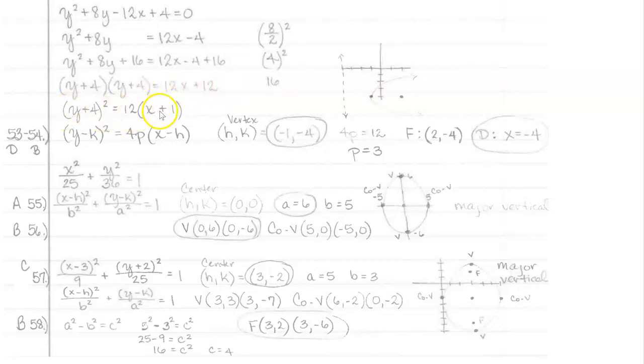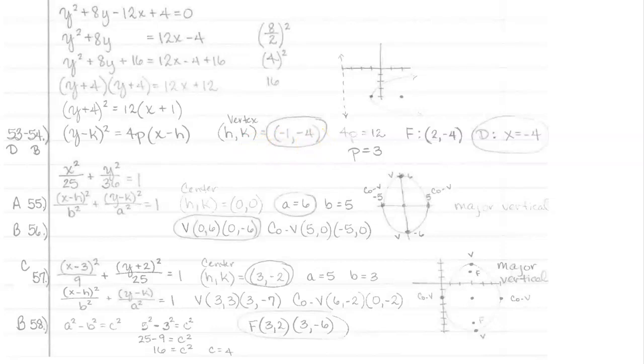So now I've got this in a form that I can look at and I can see my h, k. So h, k is my vertex. Again, what's being subtracted from x is a negative 1, or think of it as the opposite of this number. And then over here, what's being subtracted from y is a negative 4, or think of it as the opposite of that number. So my vertex is negative 1, negative 4.